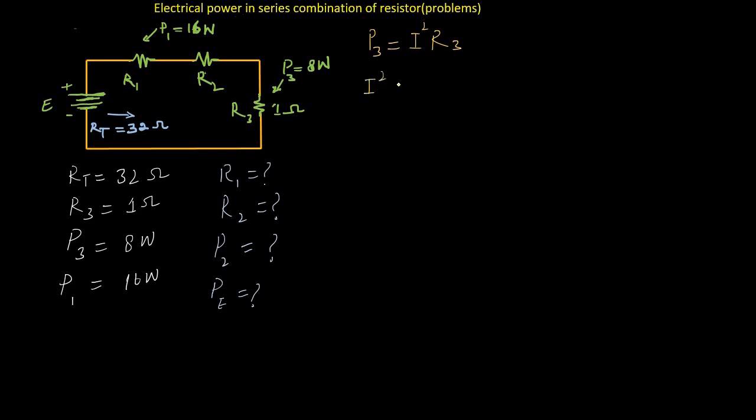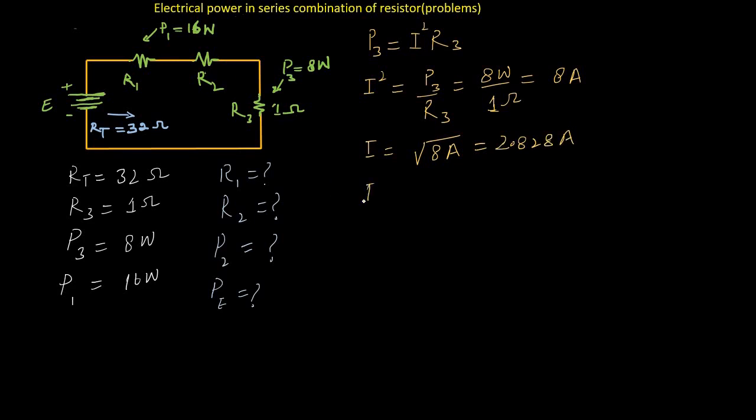So we get I squared equals P3 divided by R3. P3 is 8 watts while R3 is 1 ohm. After calculating, we get 8 amperes squared. Now taking the square root on both sides to remove the square from the current, we get the square root of 8 amperes. So the resulting current in this circuit is 2.828 amperes. So 2.828 amperes of current exists through each component of this circuit.